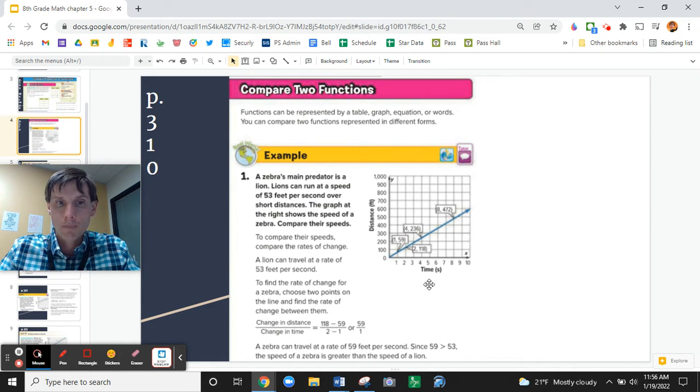So if we look at the graph, we notice it says lions can run 53 feet per second. Okay, so we have 53 per second. And our zebras, if we look at a graph, we can see at 1 second, it seems to have run 59 feet. At 2 seconds, it seems to be running at 118 feet.